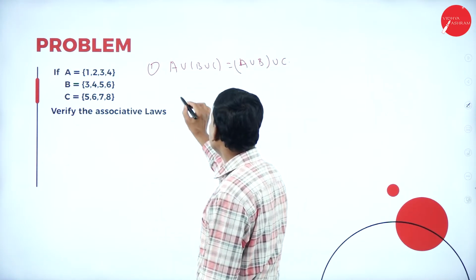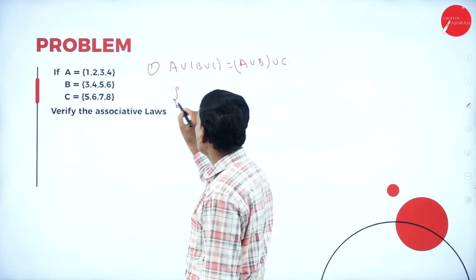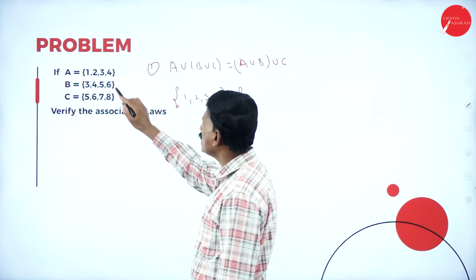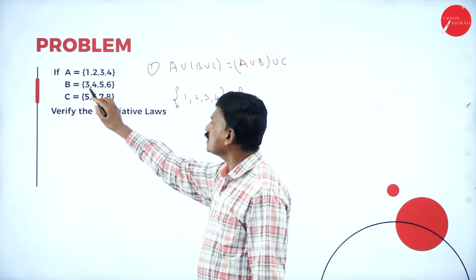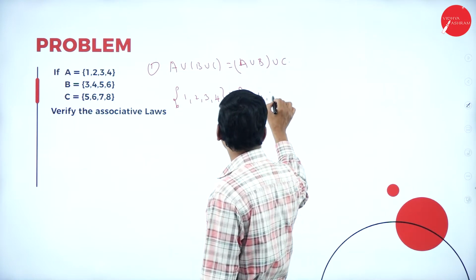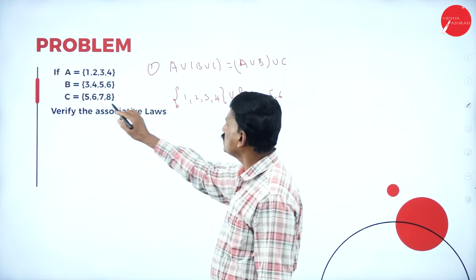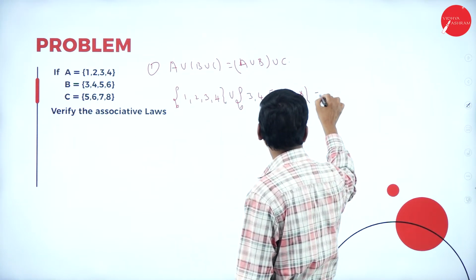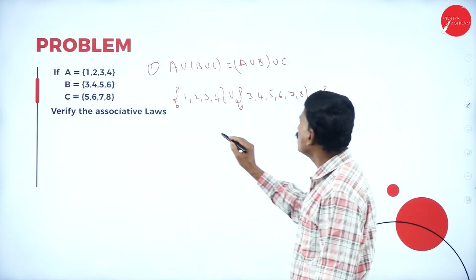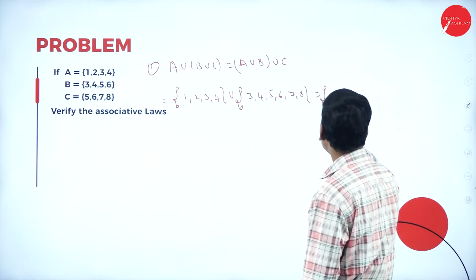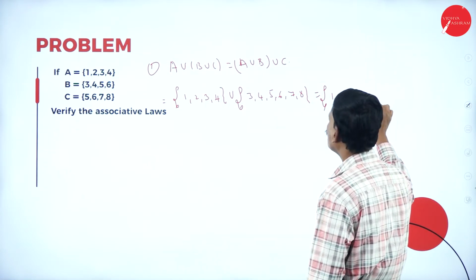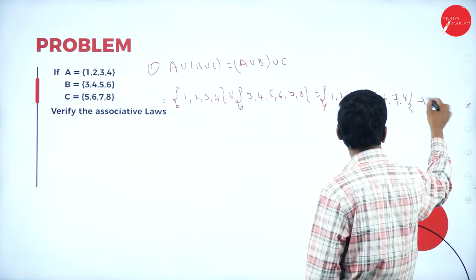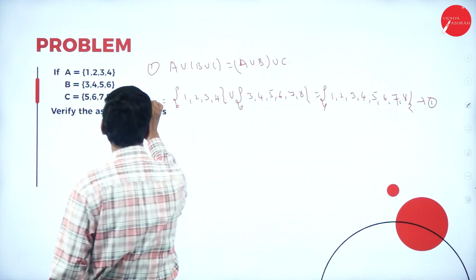Now, straight away I will write what A is. A contains 1, 2, 3, 4, union B union C. Write down the union for B and C. B contains 3, 4, 5, 6, and in C 5, 6 are already repeated, so you can take 7, 8. So this is nothing but the union of these, which is 1, 2, 3, 4, 5, 6, 7 and 8. Let us represent this as LHS, equation number 1.